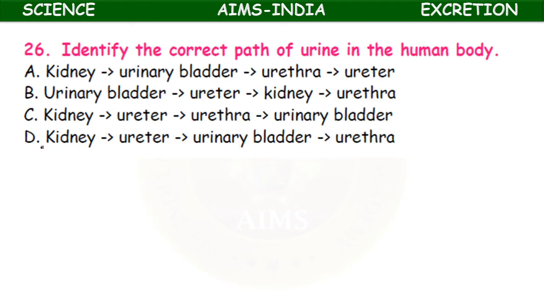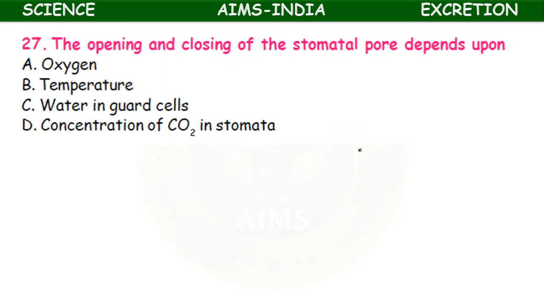Identify the correct path of urine in the human body. Kidney, urinary bladder, urethra, ureter; urinary bladder, ureter, kidney, urethra; kidney, ureter, urethra, urinary bladder; kidney, ureter, urinary bladder, urethra. So which is the correct option? The kidney, filtration occurs, then ureter, then urinary bladder, urethra outside.